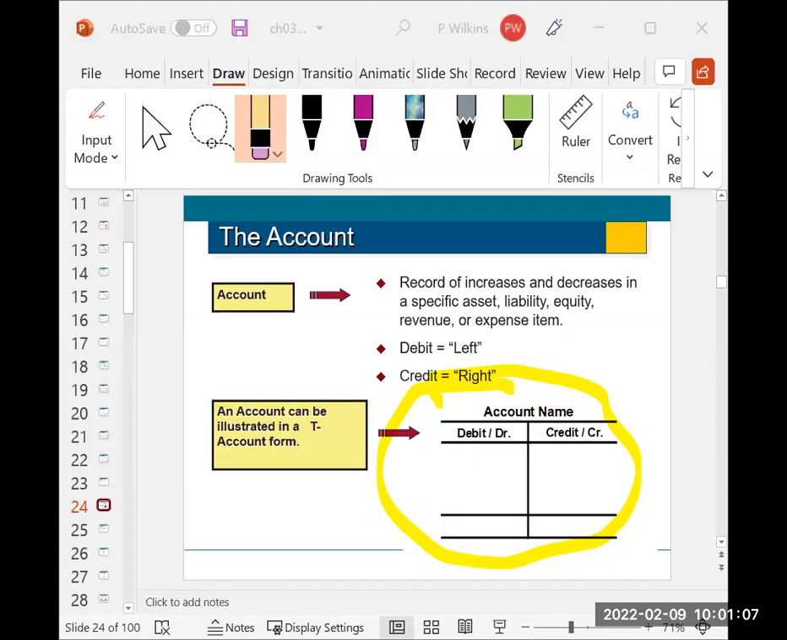All right, so let's talk a little bit about the accounts or the T accounts. Now, in the real world, you use what's called a ledger card. And at one point, we'll look at a ledger card, or it's called the ledger. And each account has its own ledger. Cash has a ledger, equipment has a ledger, accounts payable has a ledger. They all have a ledger.